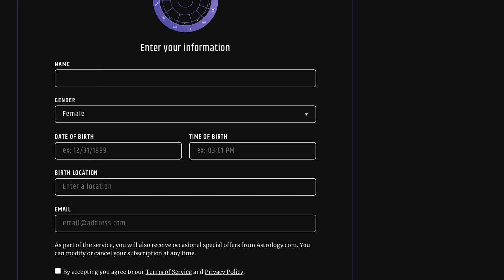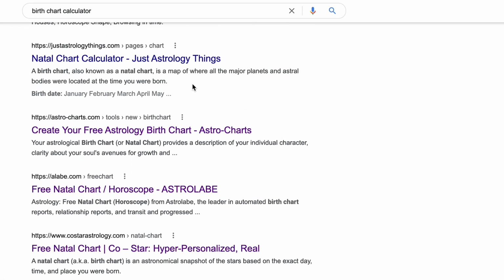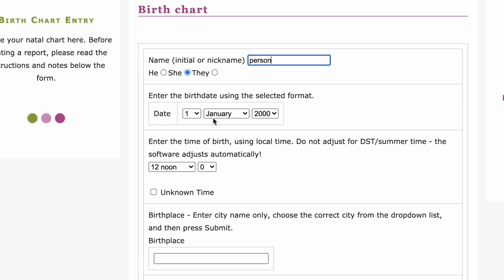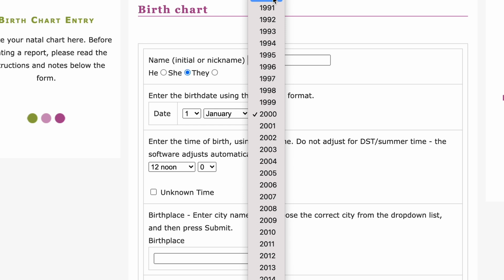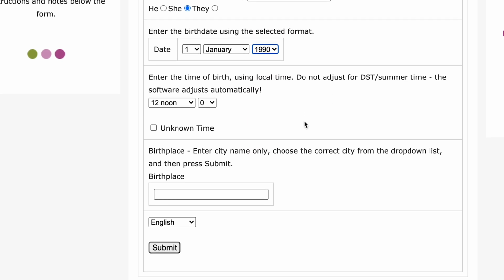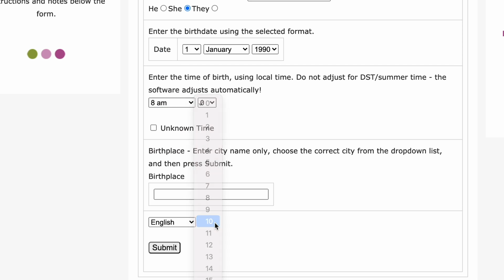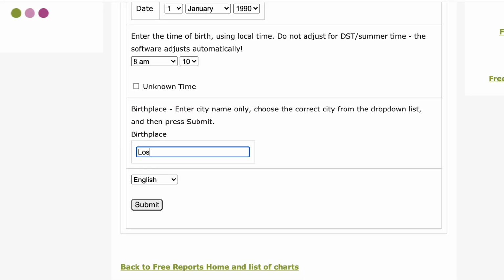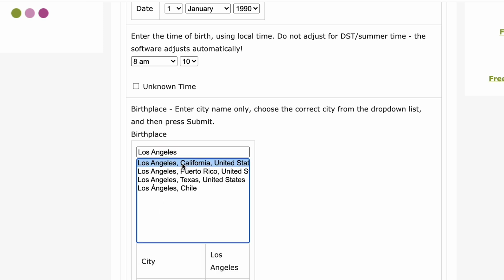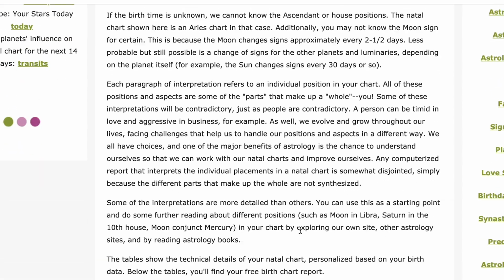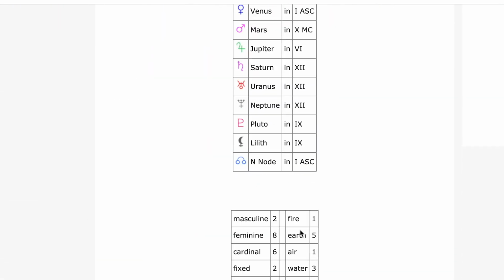Here is a form. It's a long form. I'm not going to go into that. Let's do Cafe Astrology, which I also like. And January 1st, let's say they were born on January 1st, 1990 at 8 a.m. and 10 minutes. Birthplace, Los Angeles. And Los Angeles, California, United States. Yes. And let's submit. Okay, here are the chart.